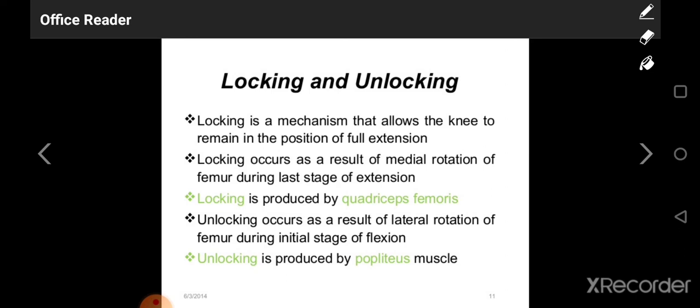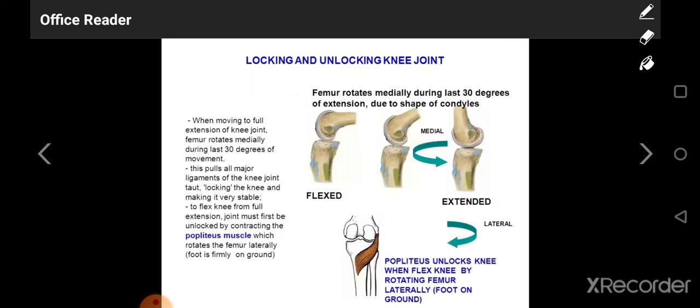Unlocking means opening something. So unlocking, how do you move your hand? During unlocking your lock, you move your hand laterally, on the lateral side. So unlocking means lateral rotation of the femur, and unlocking is produced by the popliteus muscle. So the unlocking muscle of the knee joint is popliteus and the locking muscle is quadriceps femoris. So these are the two mechanisms depicted over here, that is, medial rotation occurring by the quadriceps femoris and lateral rotation done by the popliteus muscle.